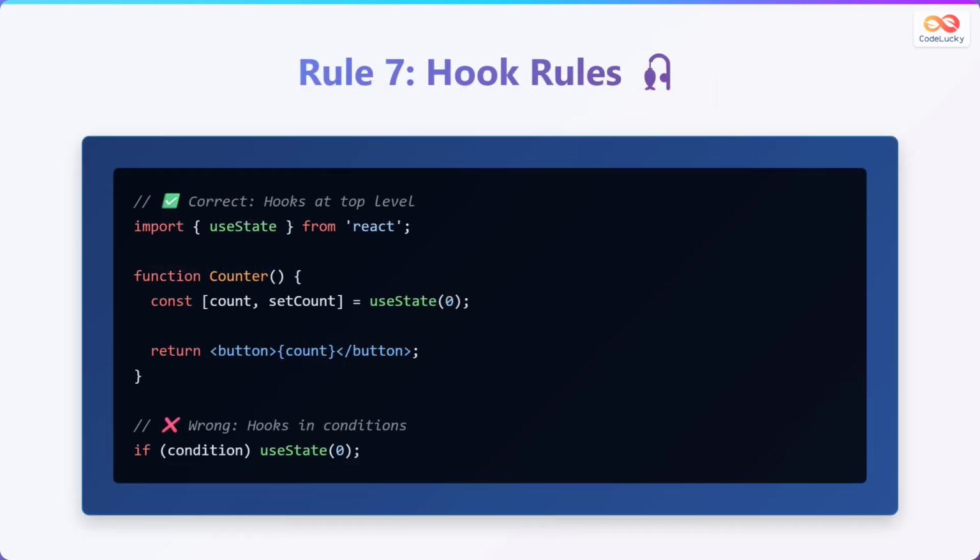The seventh rule focuses on React hooks. Hooks can only be called inside React functional components or custom hooks. When using hooks, it's crucial to call them in the same order on every render. This means you should not call hooks inside loops, conditions, or nested functions. By adhering to this rule, you ensure that React can correctly manage the state and side effects of your components.